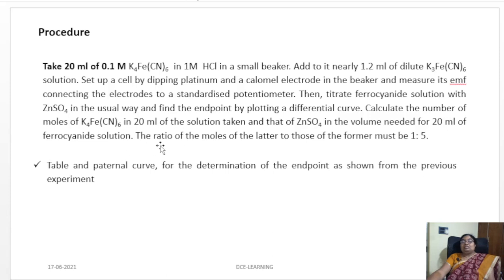This is what we call a back titration. In that, you determine how much zinc sulfate is required to form a complex with it. The ratio of the moles of the latter to those of the former must be 1:5. Tabulate and plot the differential curve for the determination of the endpoint, as shown in the previous experiment. Then we find the equivalence point, the requirement of zinc sulfate to form a complex with potassium ferricyanide. You can easily determine it.